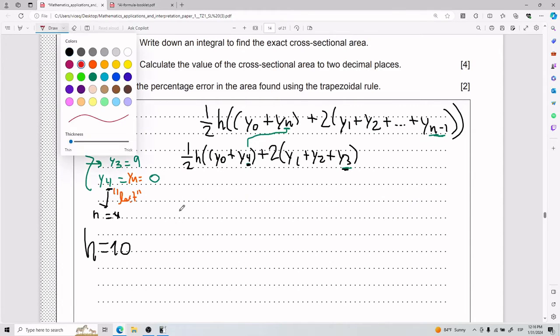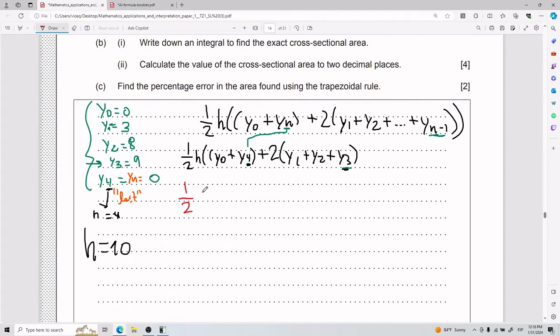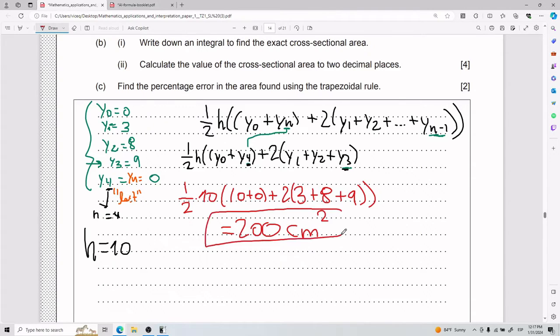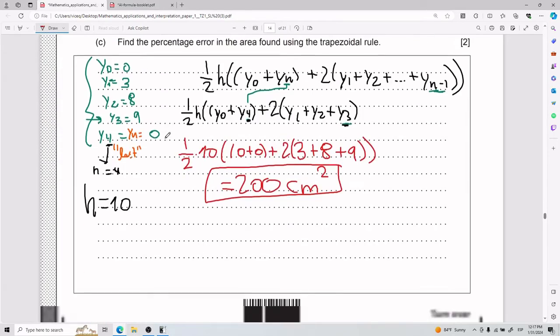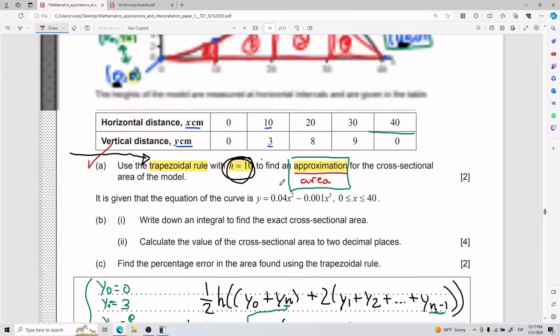So now I plug in. I'm going to plug it in red. If I go 1/2 times 10, y0 we said is 0, plus 0 because of y4, plus 2 times y1 is 3, plus y2 is 8, plus y3 is 9. Give me a second. I plug all of this into my calculator, and trust me, you're going to get 200 centimeters. Because it's an area, we write it squared. So the trapezoidal rule, and this is part A, gave me 200 centimeters squared.